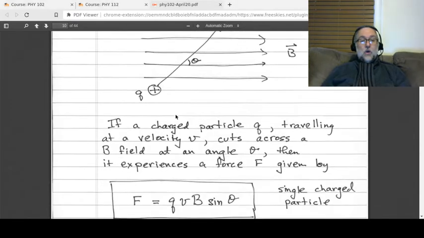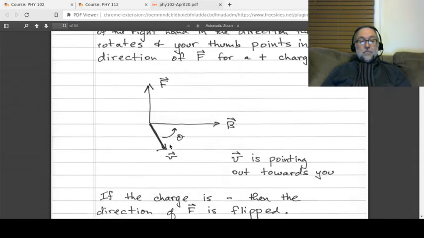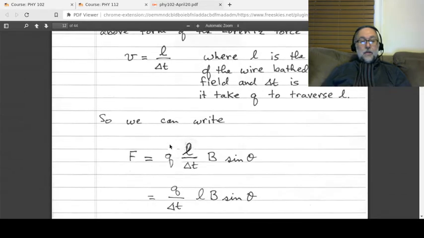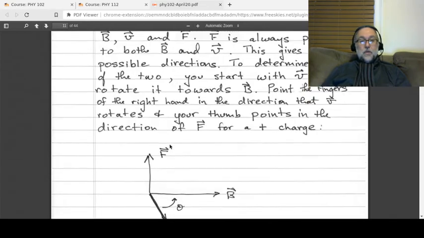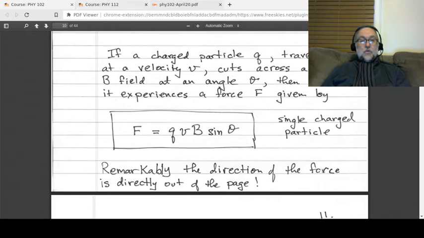Okay, and so scroll down. Oops. No. I'm sorry, guys. Scroll down here. That's what that sine theta is right there.